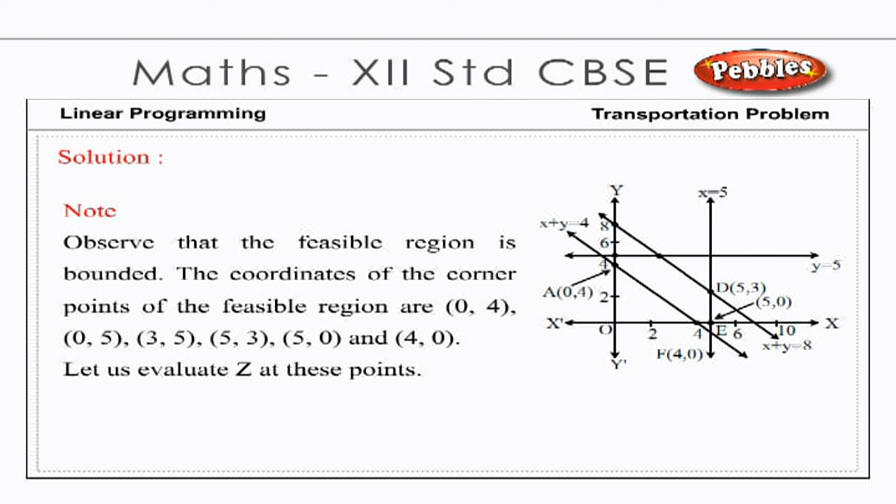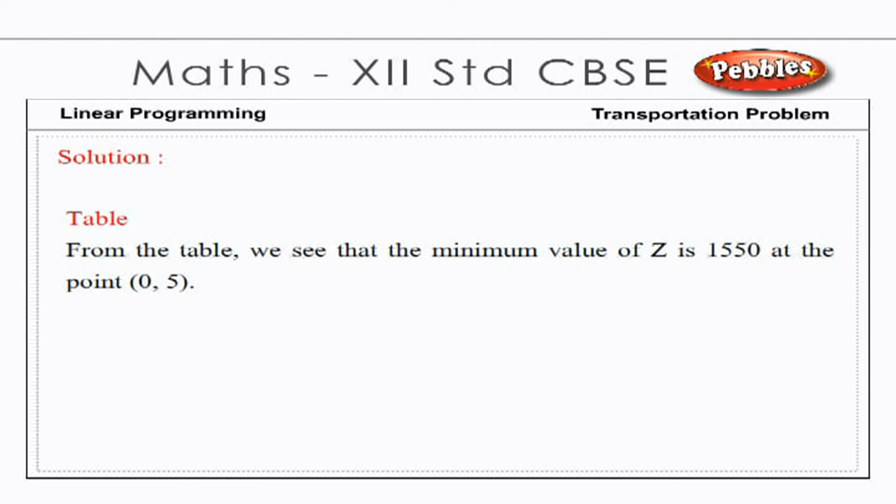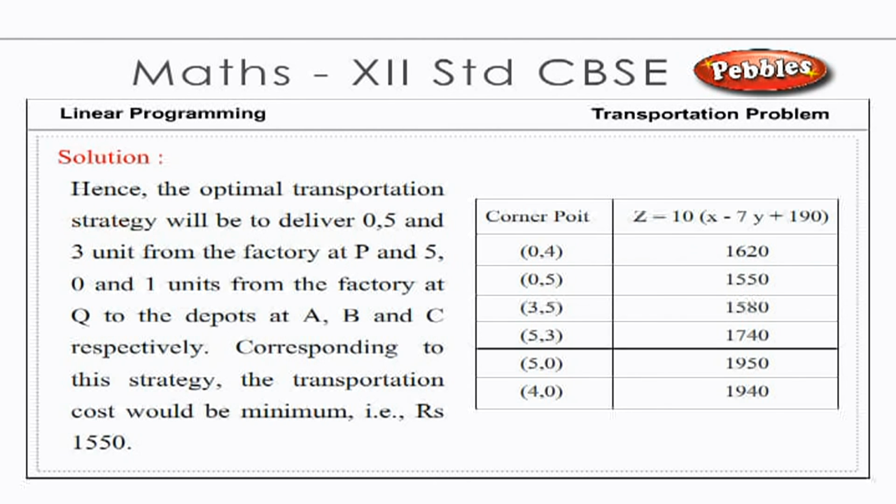Observe that the feasible region is bounded. The coordinates of the corner points of the feasible region are (0, 4), (0, 5), (3, 5), (5, 3), (5, 0) and (4, 0). Let us evaluate Z at these points. From the table, we see that the minimum value of Z is 1550 at the point (0, 5).